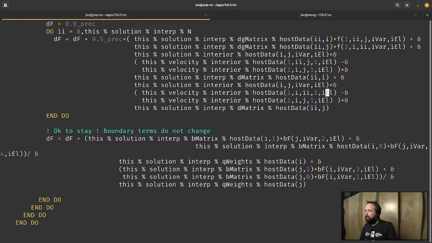Let me make sure I got all my, I think I'm missing a parentheses here. Yep, sure am. And let's give this a compile.